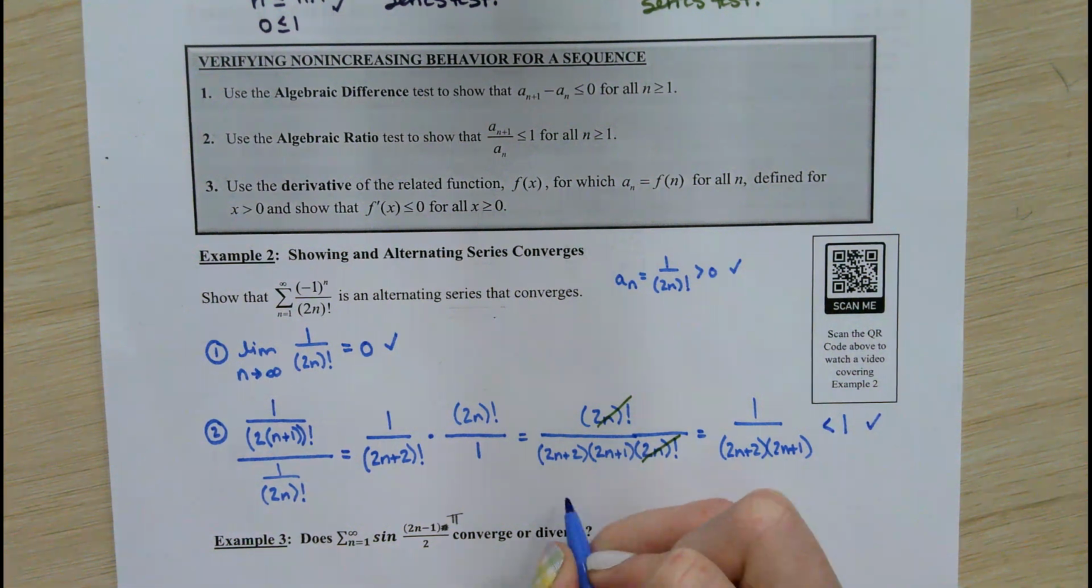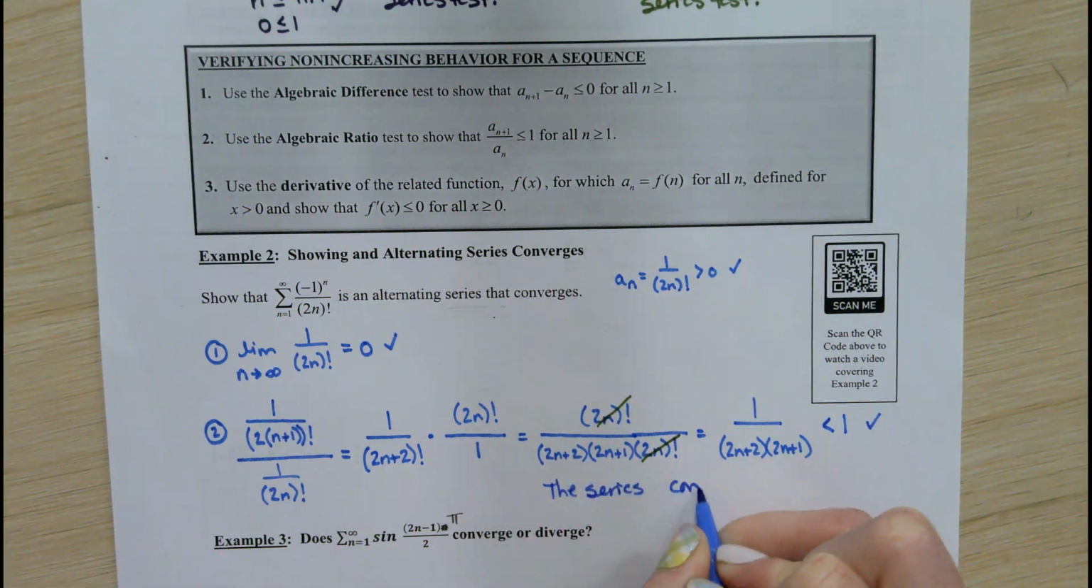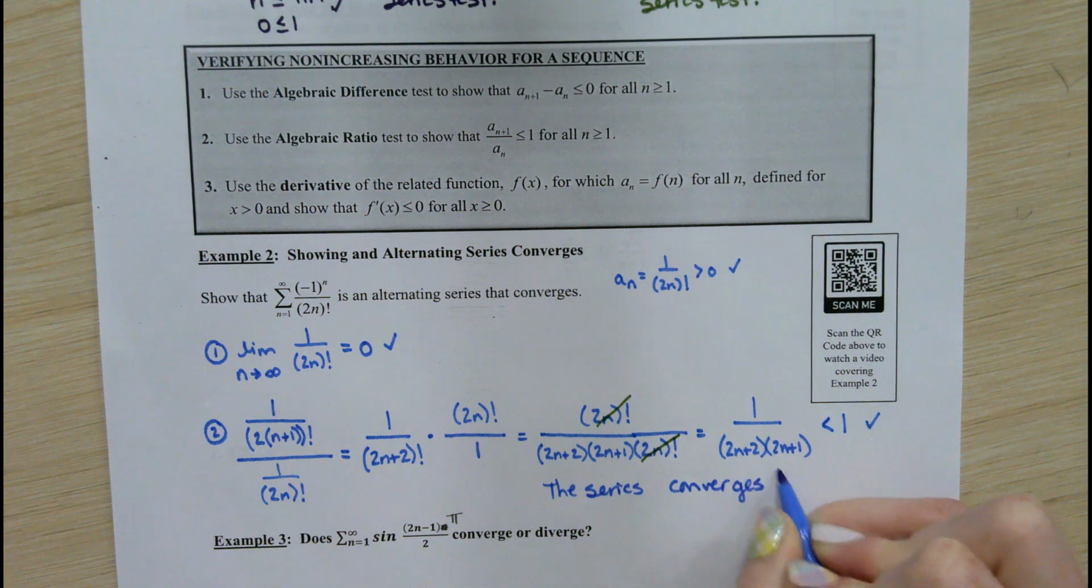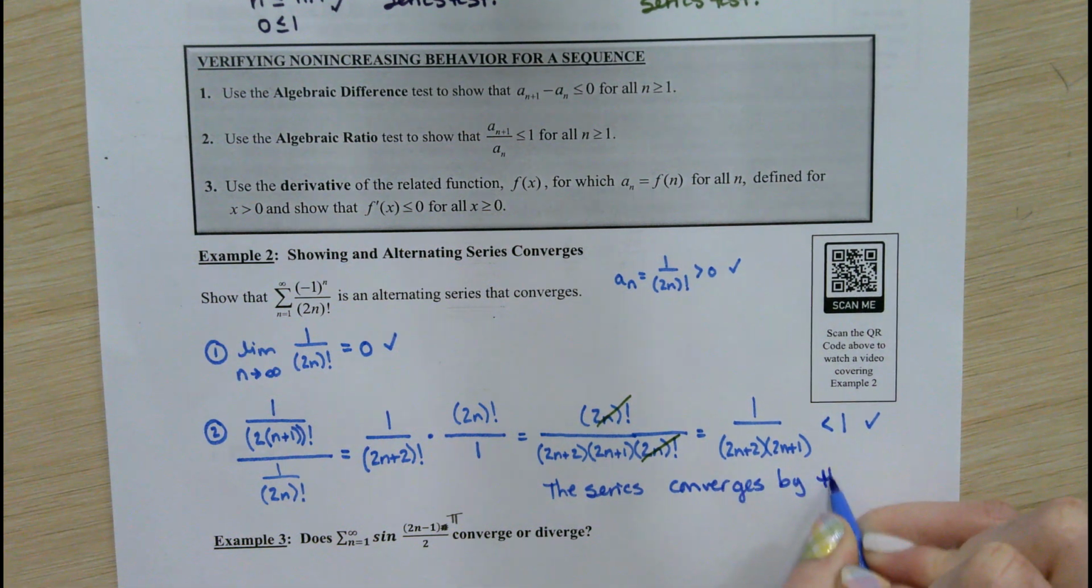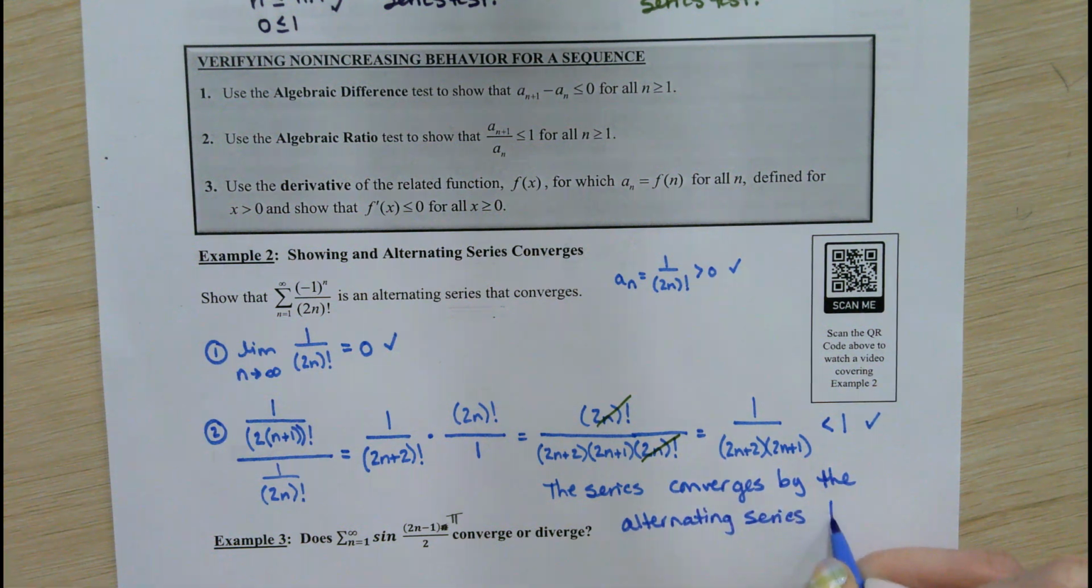That means we're ready for our conclusion. The series converges. We met both criteria. So that series converges by the alternating series test.